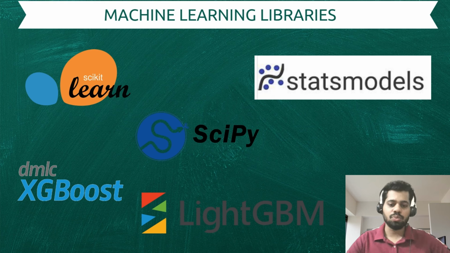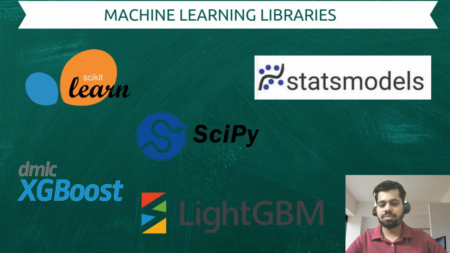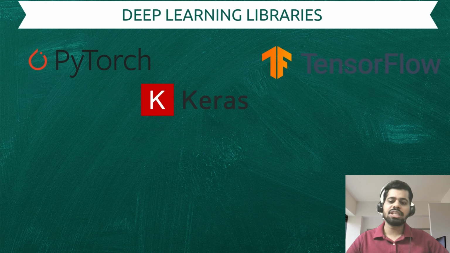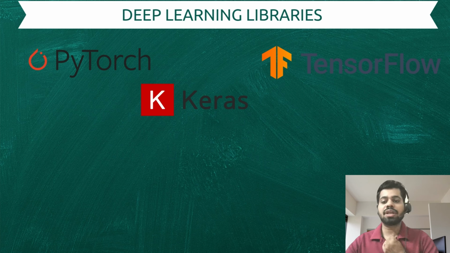Every concept you should know what those are, because you have to use those libraries day in and day out while building data science applications. These are some of the deep learning libraries. Keras and TensorFlow: Keras is high level, TensorFlow is low level, and that's a good place to start building deep learning neural networks.